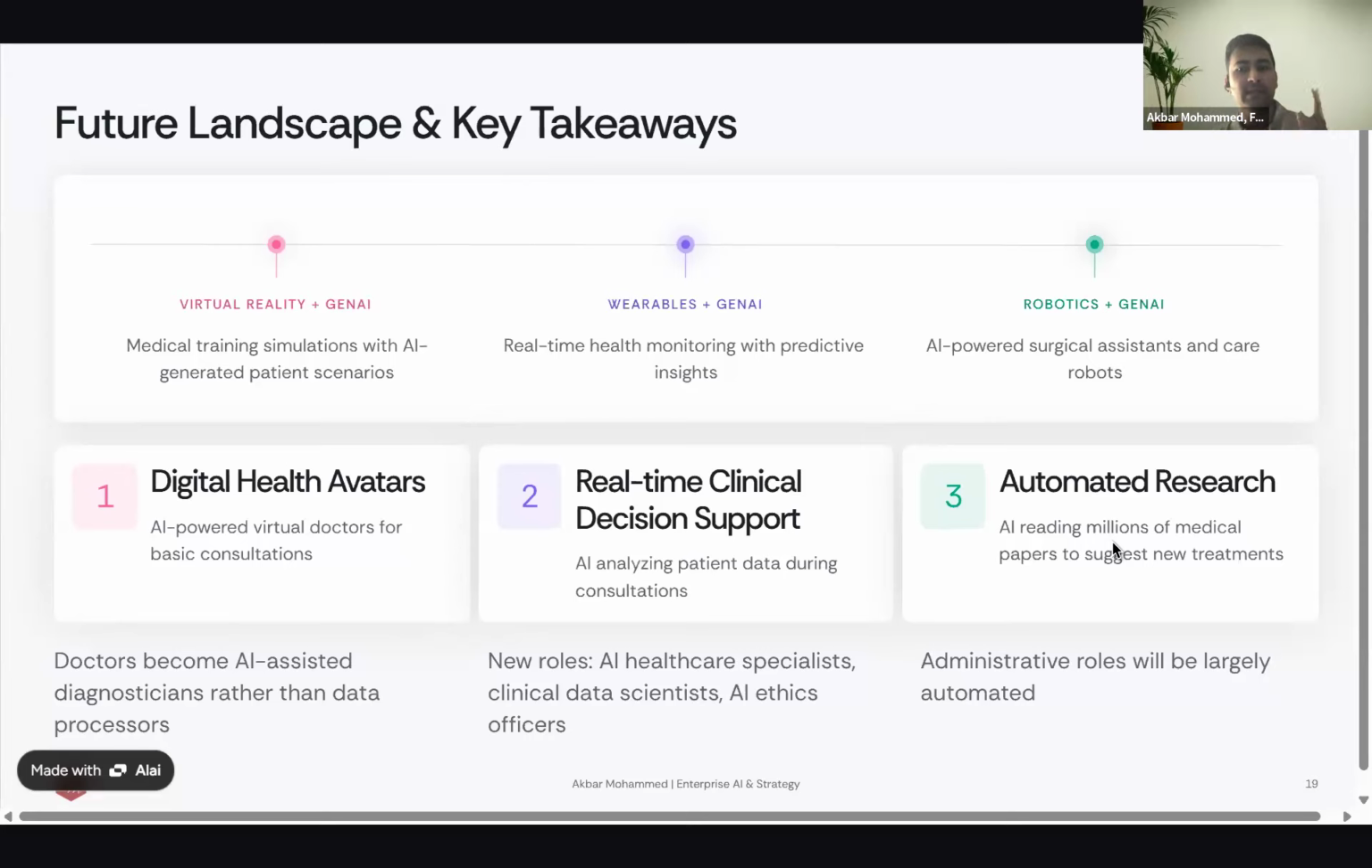It can read millions of medical papers, look for patterns, and then say, hey, look, somebody in let's say Germany figured out something for a particular rare disease, and then maybe in the US they found the same thing but had a different conclusion. You can combine those insights and create new insights using this automated research.